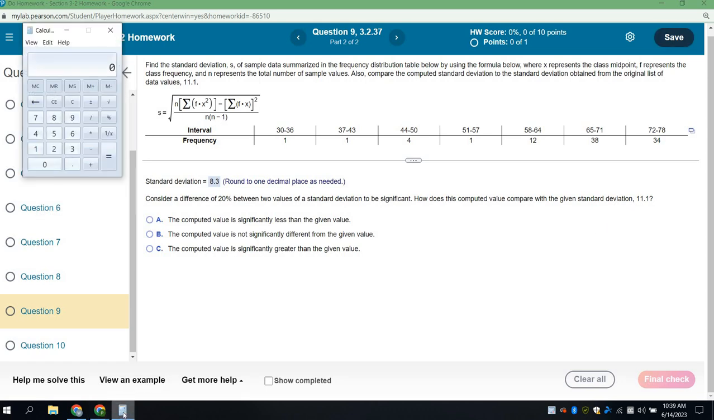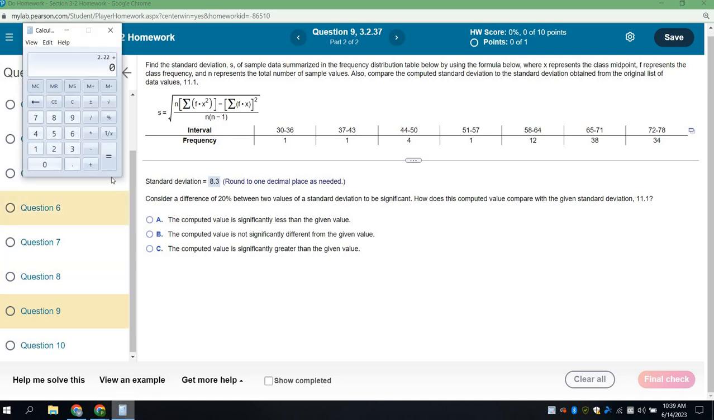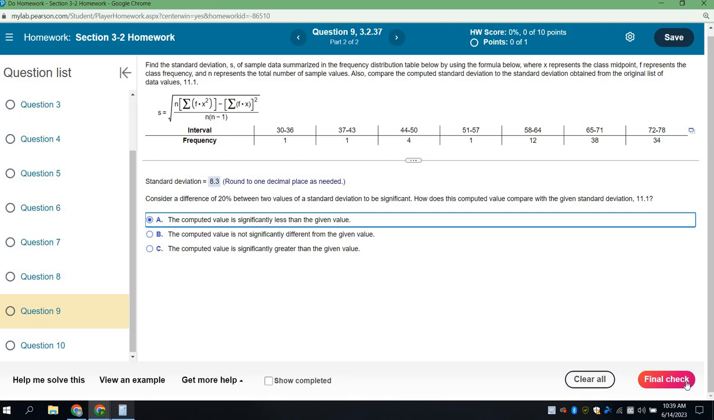Let's see. If we look at 11.1 and take 20% of it, that comes out to 2.22. Let's add that to 11.1. We're below. Remember what our standard deviation was. It was 8.3. We can see that up here in this gray box. We came up with 8.3. So if I take 11.1 and subtract away the 2.22, I come up with 8.88. Well, my value is beyond that. So what I would mark here is that the value is significantly less than the given value.